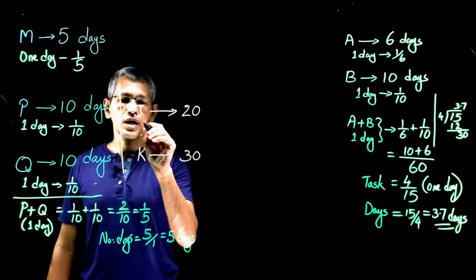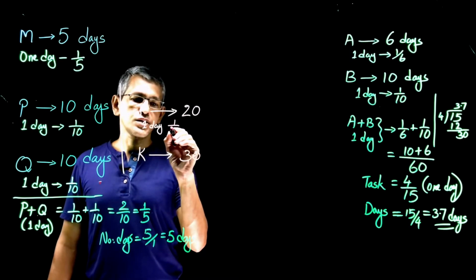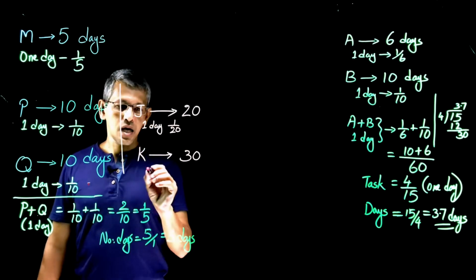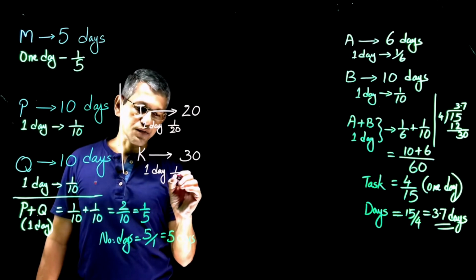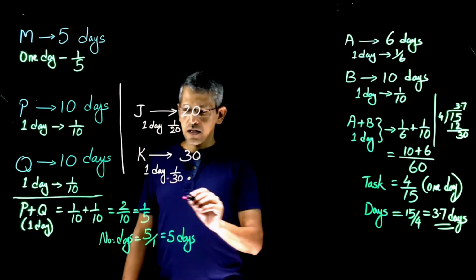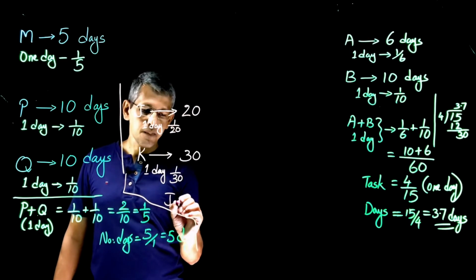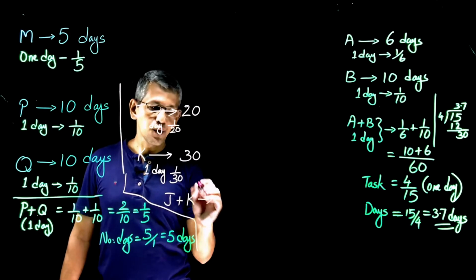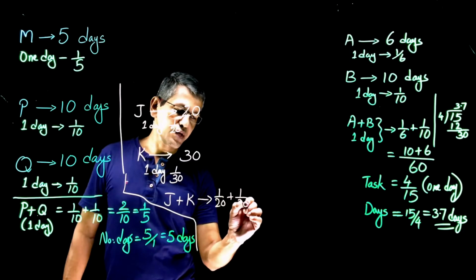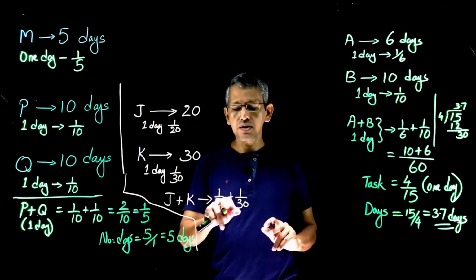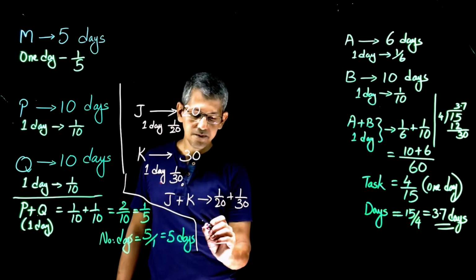Now look at J for 1 day. If J works for a day, how much of the task? 1 by 20. And if K works for a day, 1 by 30 of the task would be completed. If they work together, we'll take it as J plus K, what do you get? 1 by 20 plus 1 by 30. So if they work together for a day, it would be 1 by 20 plus 1 by 30. So let's take the LCM. What we have here, 60, correct?